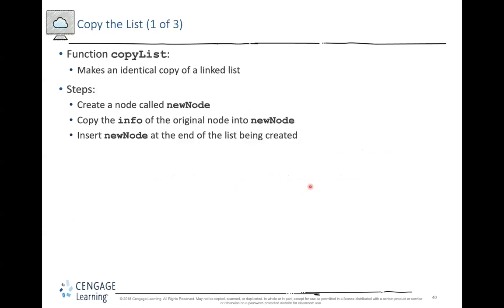To copy a list. I'm not going to show code here. It's very straightforward. The steps involved are very much like constructing a new list. So you create a new node, and then you copy the info of the original node into the new node, and then you insert the new node at the beginning of the list. So you're building that list, either forward or backward. And in this case, what is shown here is that you can just build it forward. Either way, it works.